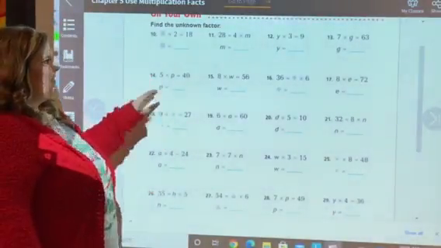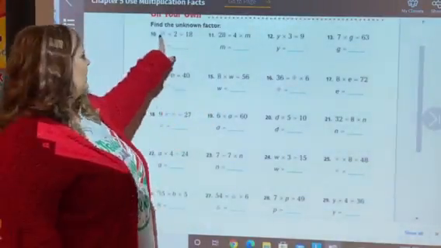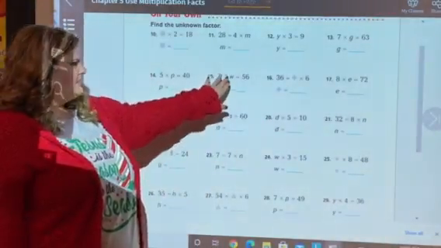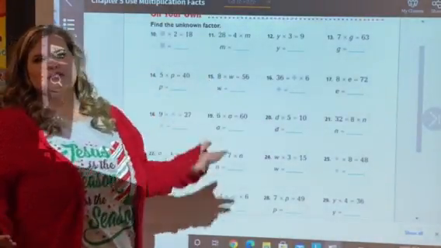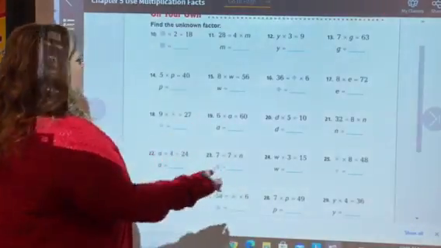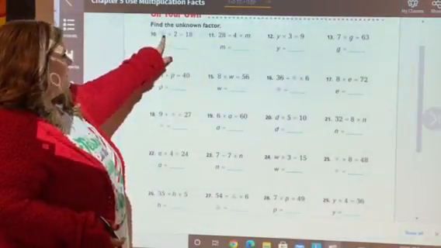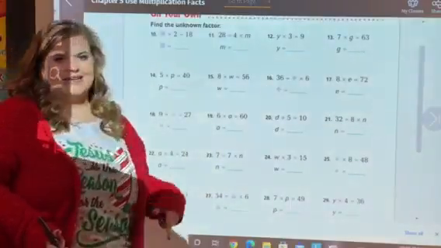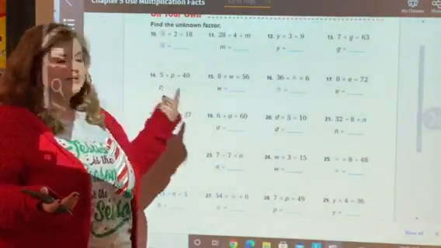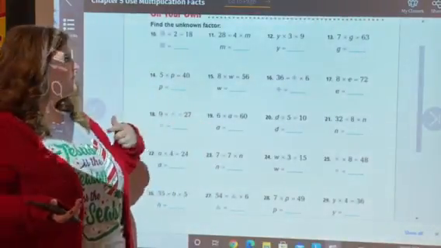Sometimes our book gives us a letter, and sometimes they use a shape, like I've got a square here, a diamond here. It doesn't matter what that missing factor is, they're just saying that's our unknown, what we do not know the answer to. So on number 10 right here, I have this square times 2 equals 18. I need to find out what that missing factor is. You may quickly be able to tell blank times 2 is 18, and in your head pop out your answer pretty quick.